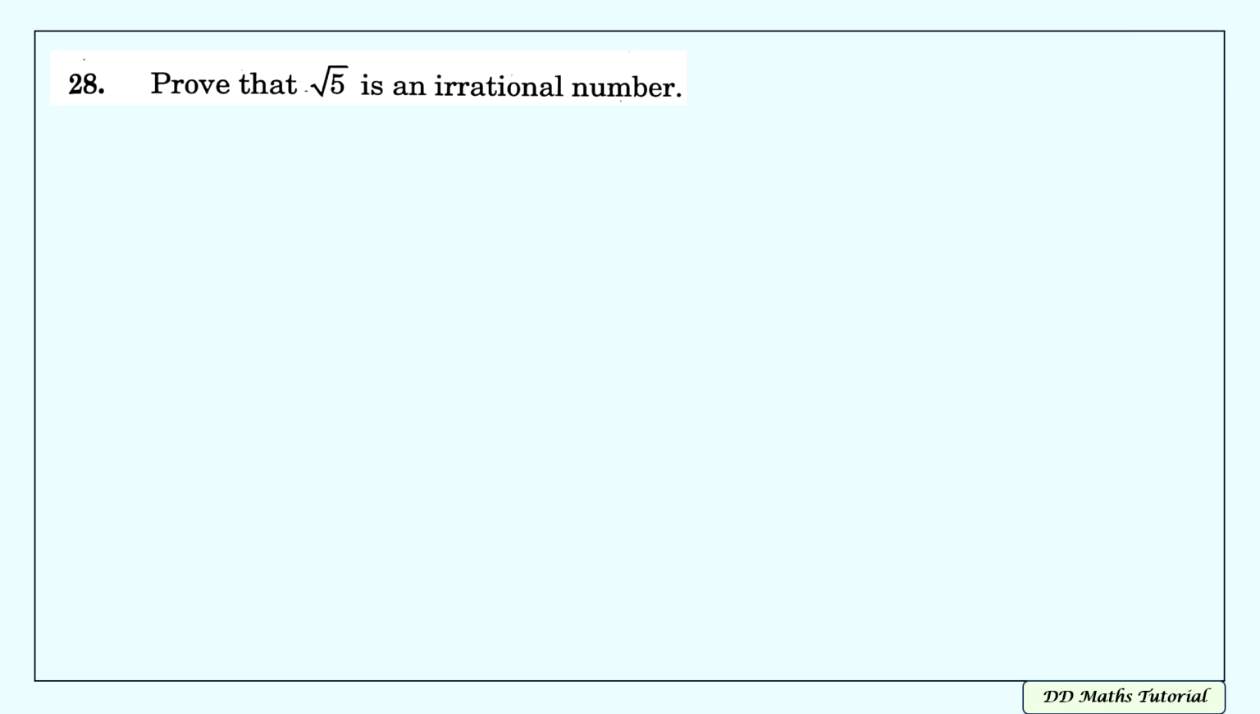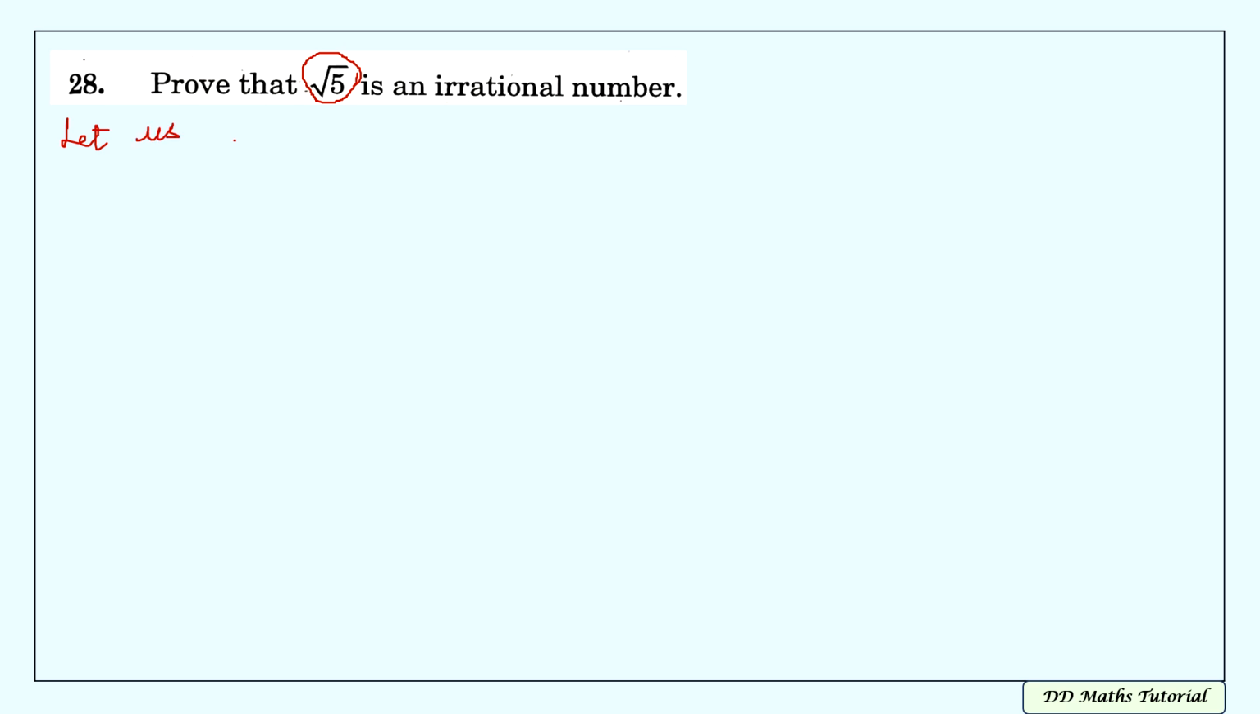Prove that root 5 is an irrational number. This is a very common question in all the papers. We are going to prove that root 5 is an irrational number using the method of contradiction. So we are going to assume the opposite of this one.